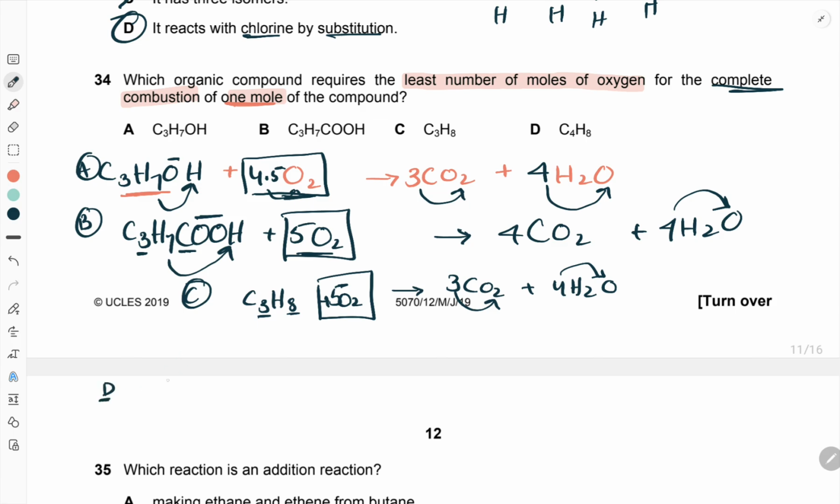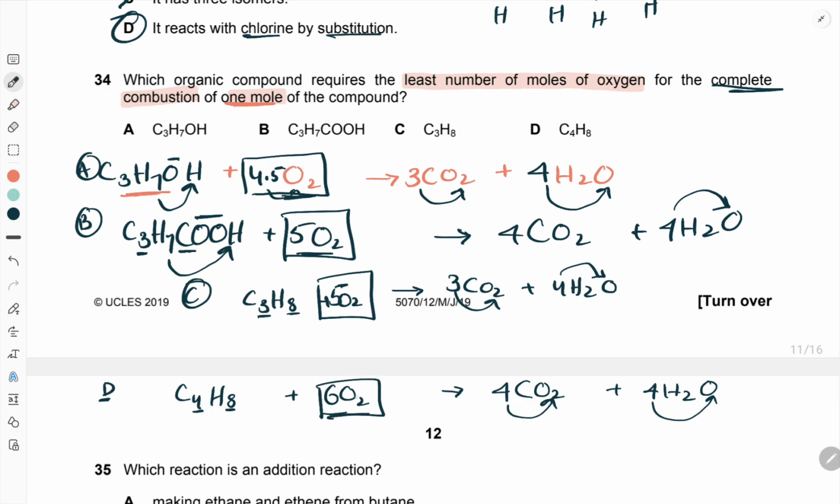Option number D, we have C4H8. 1 mole. We cannot change this organic compound because it is mentioned in the question: 1 mole. Reacting it with oxygen, you will get CO2 and you will get water. We have 4 carbons, so let's put 4 over here. 8 hydrogens, 4 with this. Let's balance the oxygens. 4 2s are 8 and 4 is 12. So I need to put 6 to make it balance. So the least number of oxygen is needed with option A, which means A is the correct answer.